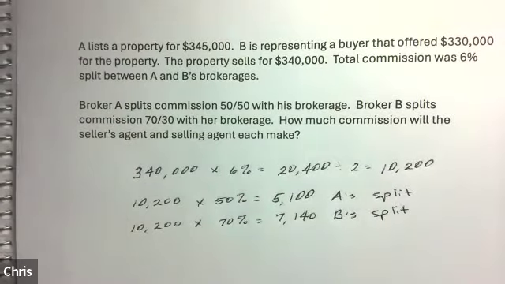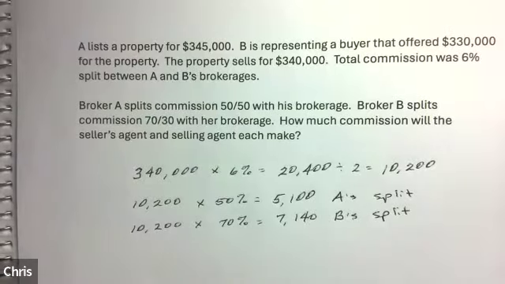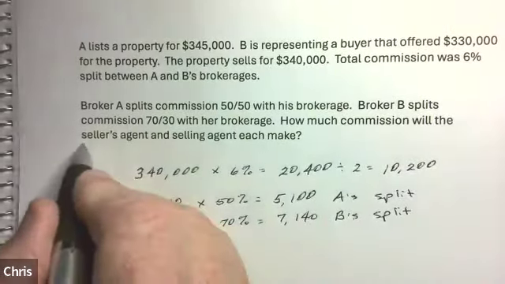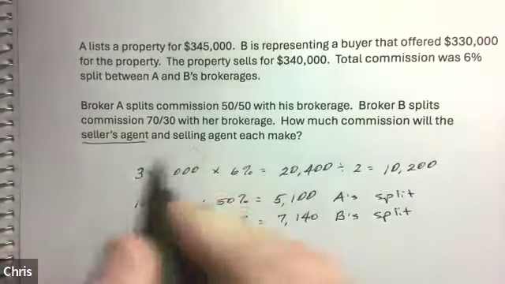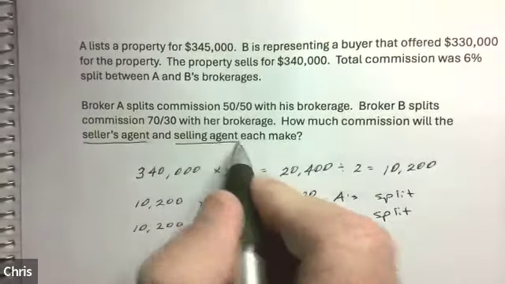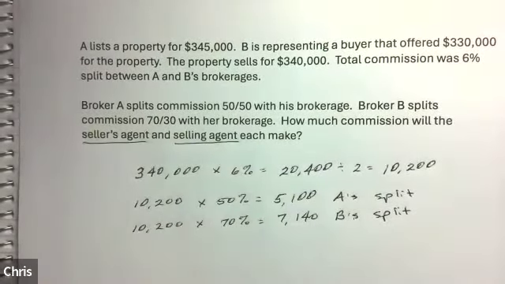Okay, now let's go read the question and see what it says. How much commission will the seller's agent and the selling agent each make? Now this is actually important from the understanding of how to read test questions. The seller's agent and the selling agent in this case are two different people. The seller's, possessive, would be the listing agent. That's the one that's working for the seller. And you say, well, what's the selling agent? Think of selling as being an active verb. This is the one who procured the sale.